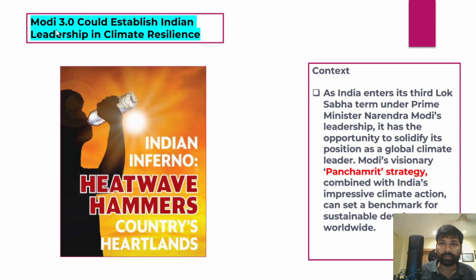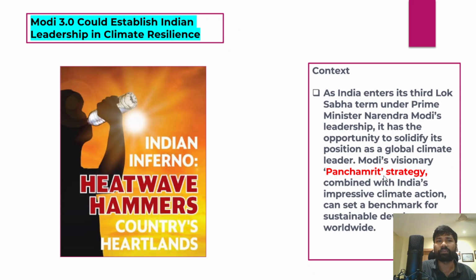Now, India enters the third Lok Sabha term. For Prime Minister Narendra Modi, it is a third term. So it has provided an opportunity to further solidify its position as a global climate leader. And in fact, Prime Minister Narendra Modi already launched this visionary Panchamrit strategy.